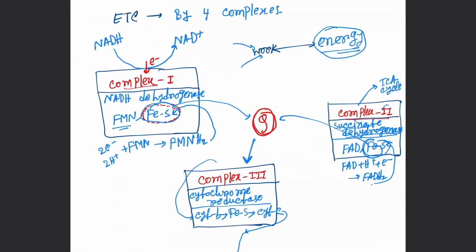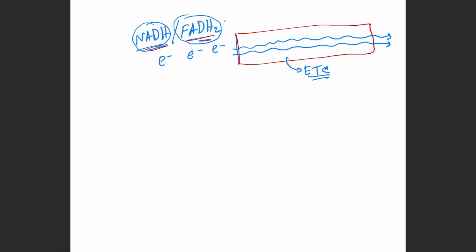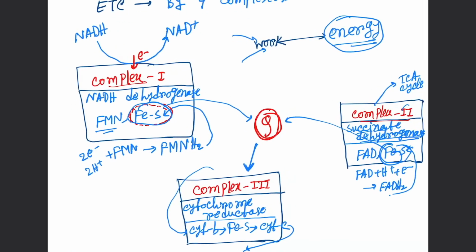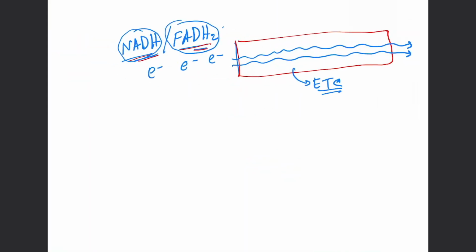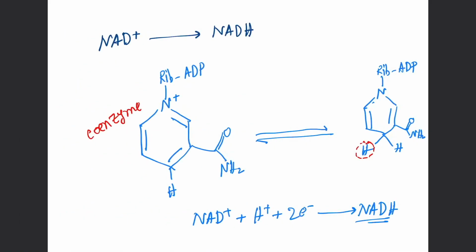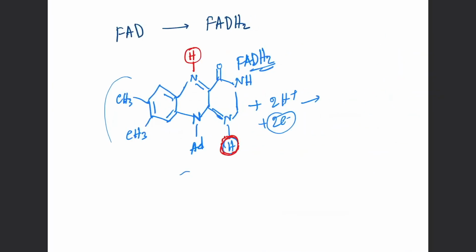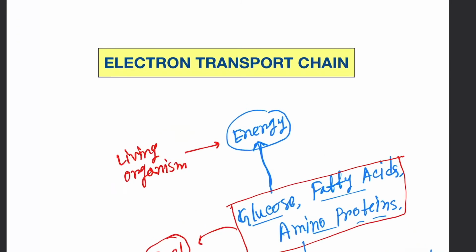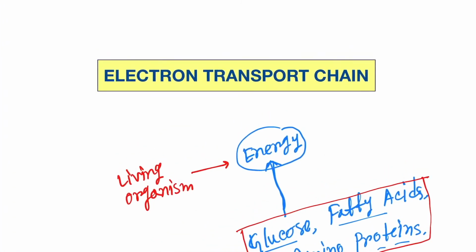Okay, so I hope you have understood the process of electron transport chain and why the body needs it. And what is the function of NAD and NADH in the electron transport chain. So I think all of your doubts about the electron transport chain are clear now.